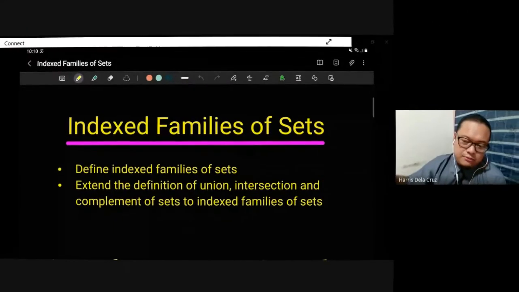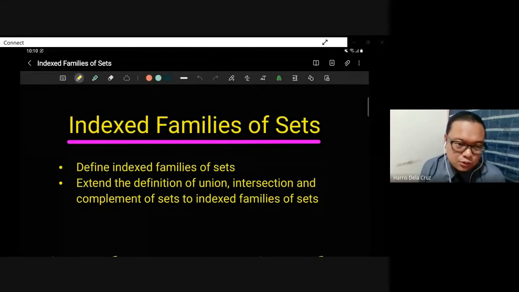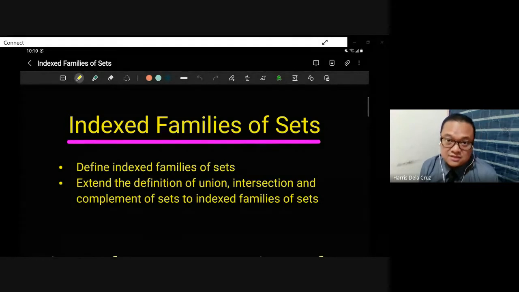So for today, we are going to discuss two things, indexed families of sets and Cartesian product. So first, let's discuss indexed families of sets. Here, we are going to define what we mean by indexed families of sets. Of course, we're going to extend the definition of elementary set operations to arbitrary union, arbitrary intersection, and arbitrary complements.